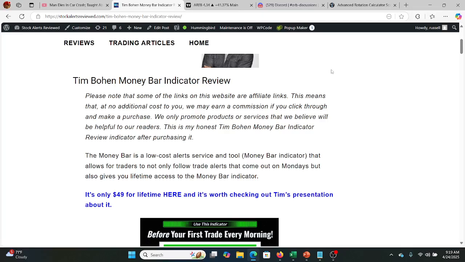Thought I'd do a quick update on Tim Bohen's money bar indicator. This is a really cool indicator, and I mentioned briefly yesterday one that was on the top of the indicator, and I'll show you that in a few minutes. And it's doing well again today, so you can kind of see how useful this indicator actually is.